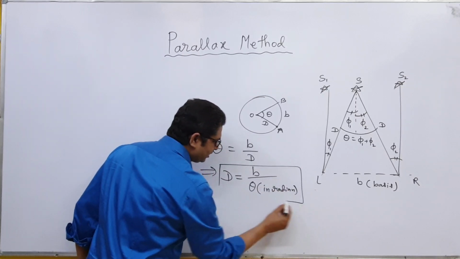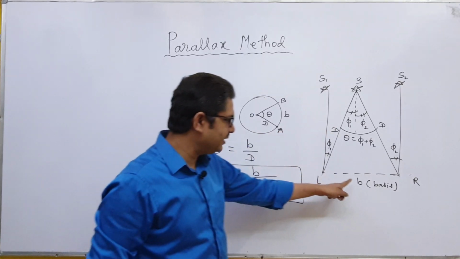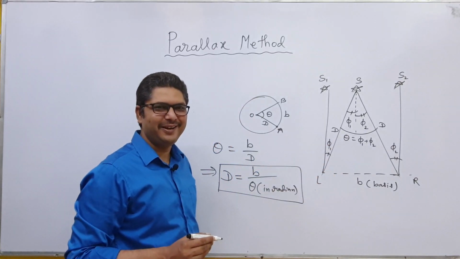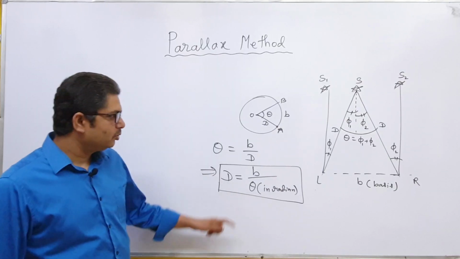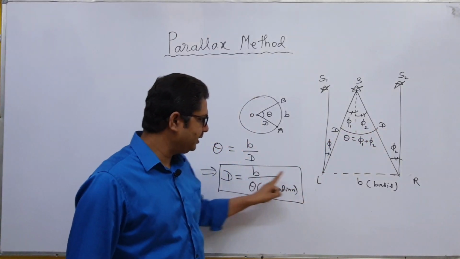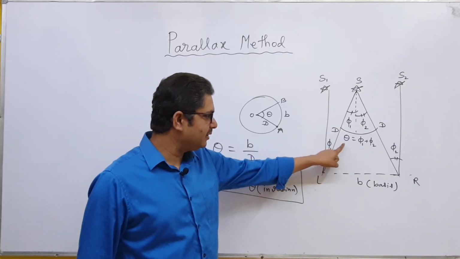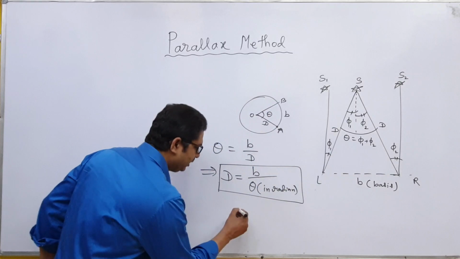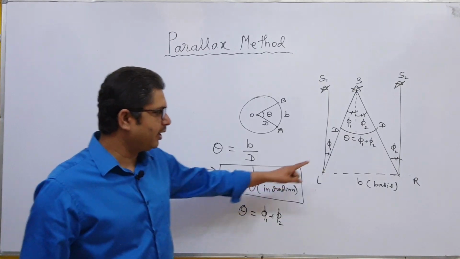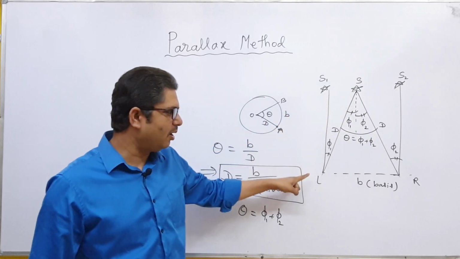So distance D is equal to basis divided by angle theta, and theta should be in radian. So here this D is written here, B is written here, and theta is written here. If you are able to find theta by measuring phi 1 and phi 2, so theta is equal to phi 1 plus phi 2, then you can calculate D. D is the distance of the far star with respect to the observation point.